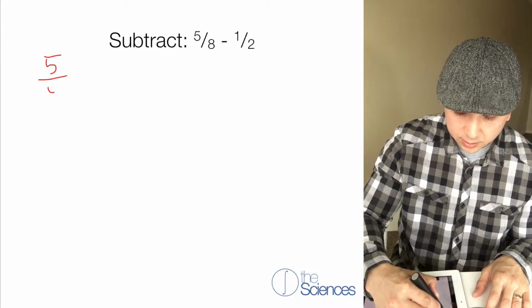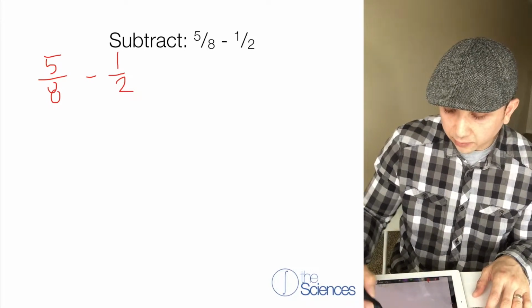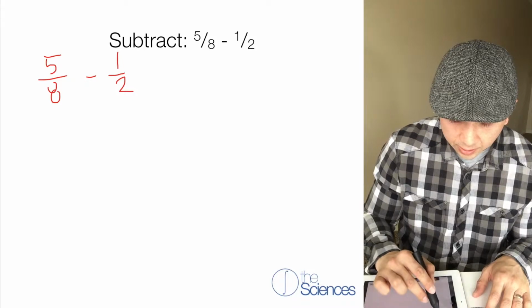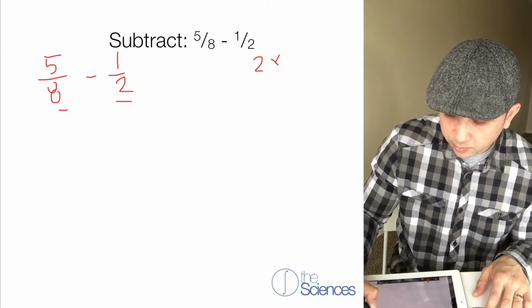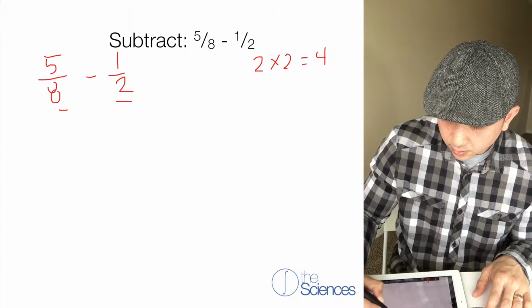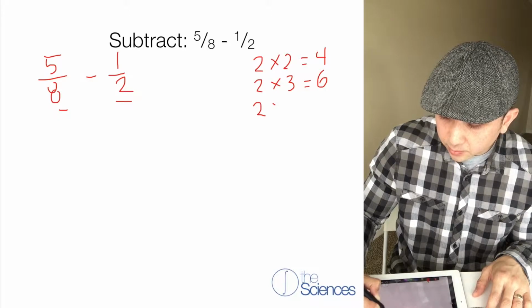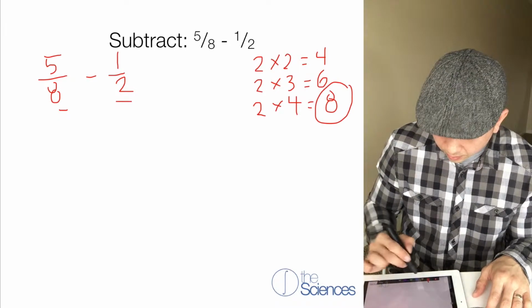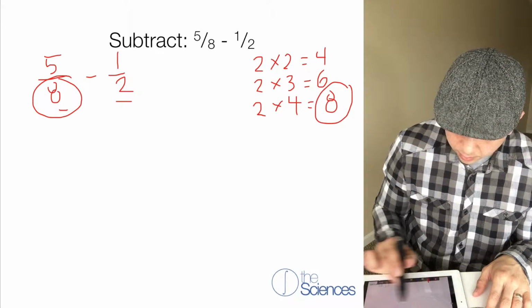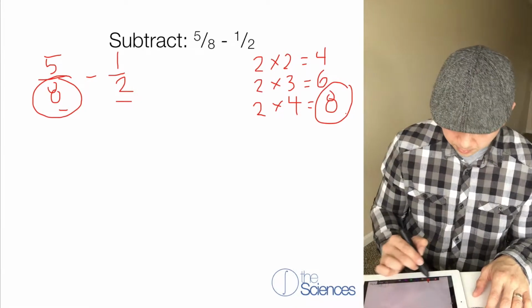Well, we have 5/8 minus 1/2. Now again, we're going to try and find a common multiple that 8 and 2 have in common. So let's just write 2 times 2 is 4. 2 times 3 is 6. 2 times 4 is 8. Well, there you go. We see 8 here, and then we see 8 here. So that means 8 is our least common multiple.